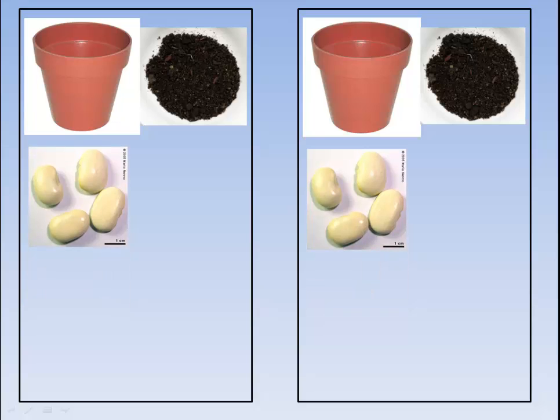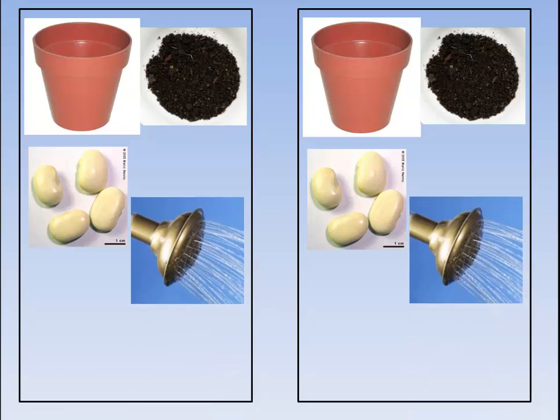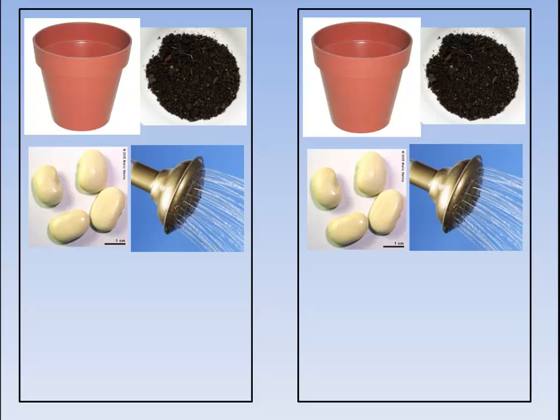They put 4 bean seeds in each pot. They planted them to the same depth. They used the same type of beans. In fact, they used beans from the same seed package so that they could make the seeds as similar as they possibly could. They applied the same amount of water to each pot at the same time every day.